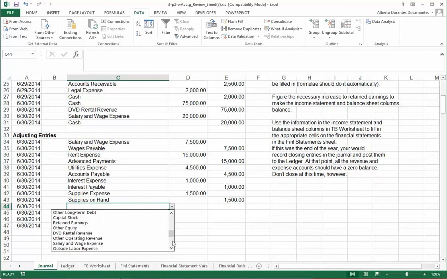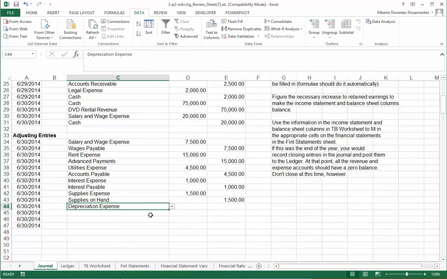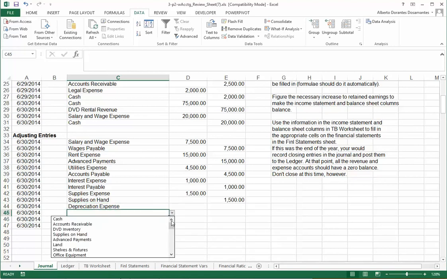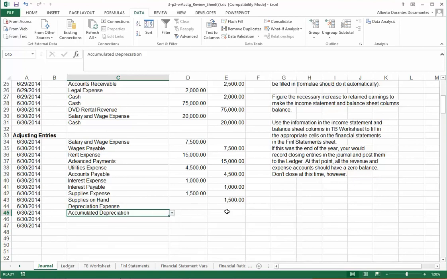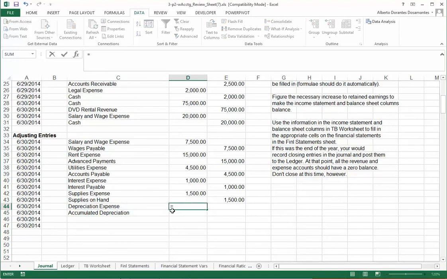Okay. Then we search for the account depreciation expense. We're going to debit that account, and we're going to credit another account that is called accumulated depreciation, that is going to be used for accumulating all the depreciation over time. Then what is the amount? Okay, right here, let me show you.